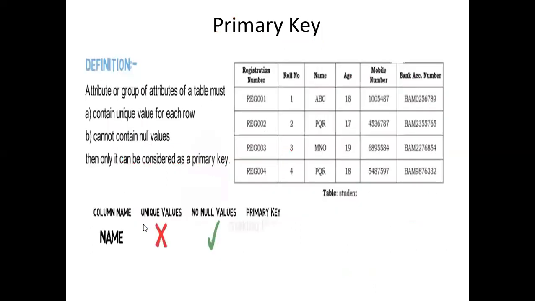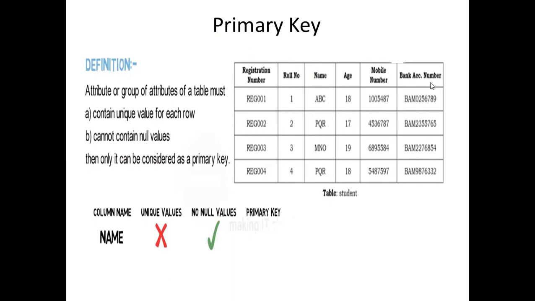We will see one example. With this example, we will learn how to find out the primary key. As per the definition, an attribute or a group of attributes of a table must contain a unique value for each row and cannot contain any null value. Then and only then can we call it a primary key. For that, let's consider this university database. It consists of different attributes such as registration number, roll number, name, age, mobile number, and bank account number.